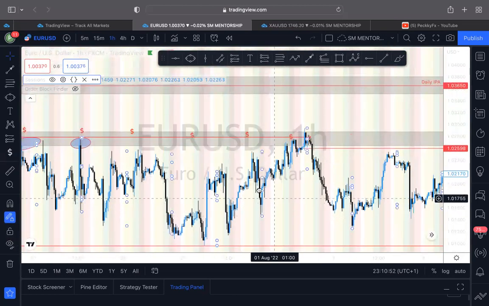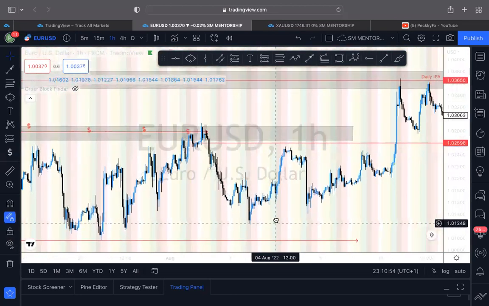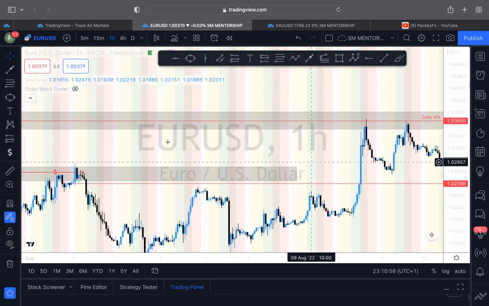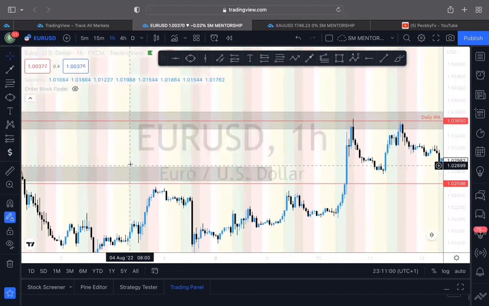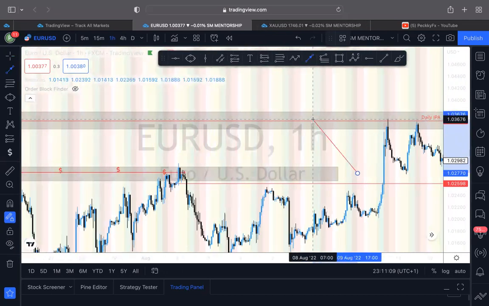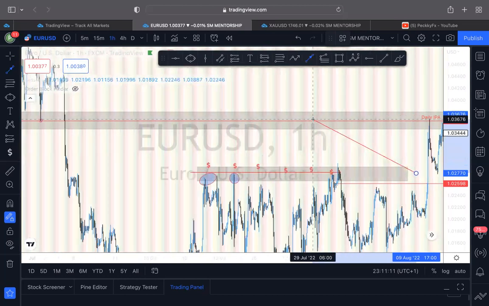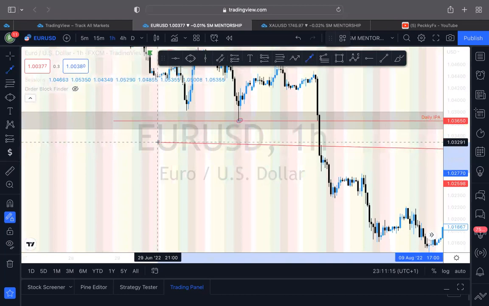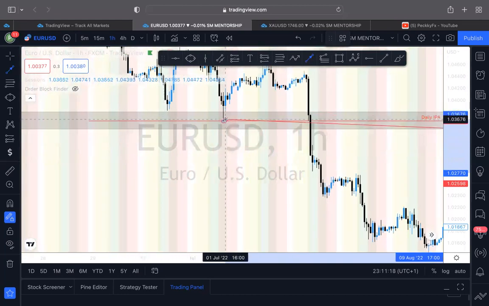Then what happened? We had the run to the top side. Now, watch how the session time aligns. When did price come back to this point? The same time, overlap. When did this break occur? This break occurred during that same time, that same overlap session.